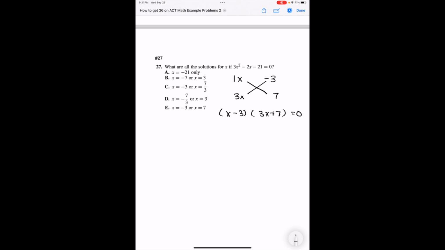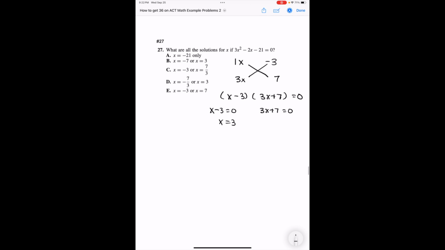And this equals 0. So our solutions are either when x minus 3 is equal to 0 or 3x plus 7 is equal to 0. So either x is equal to 3, this is one solution, or 3x is equal to negative 7, so x is equal to negative 7 over 3. These are our two solutions. So looking at our answer choices, we know it's not that one because it's not negative 3, and we can see that it will be D, negative 7 over 3 or x equals 3.